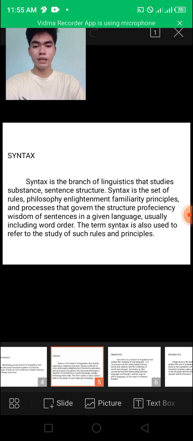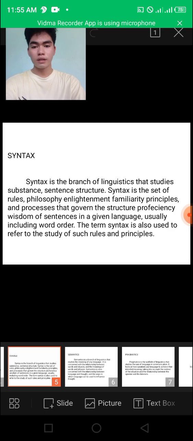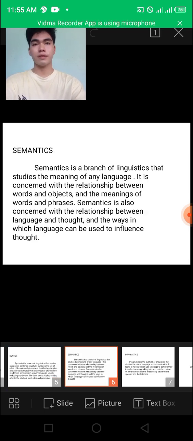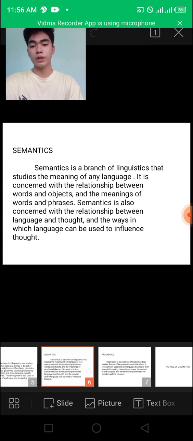So let's proceed to semantics. This branch of linguistics is the scientific study of meaning in a language, especially the meaning of words, phrases, and sentences. So each word has a meaning. So semantics is the study of the meaning of words, phrases, and sentences.